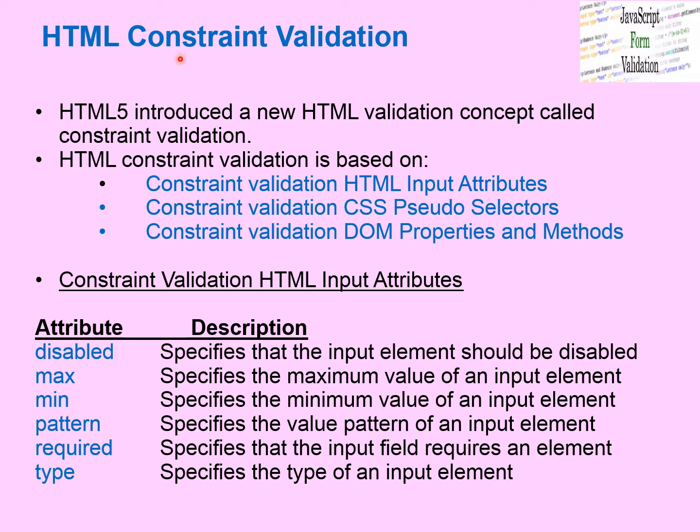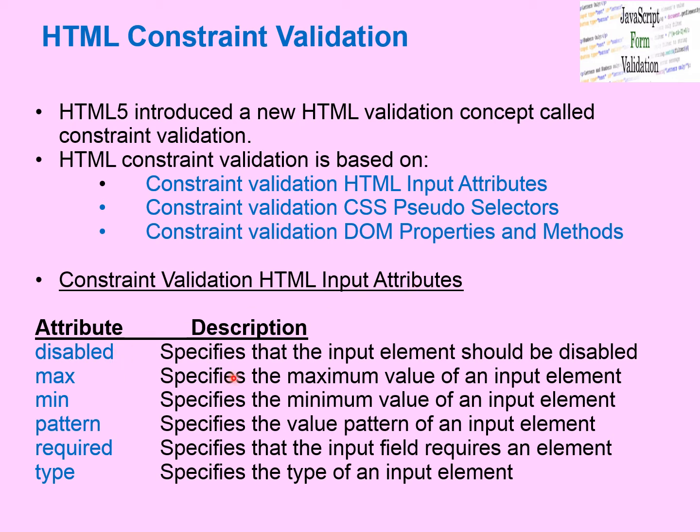Now we can see the HTML constraint validation. HTML5 introduced a new HTML validation concept called constraint validation. HTML constraint validation is based on constraint validation HTML input attributes, constraint validation CSS pseudo selectors, and constraint validation DOM properties and methods. We will see what all the functions in constraint validation are. First, constraint validation HTML input attributes. These are the attributes and their descriptions.